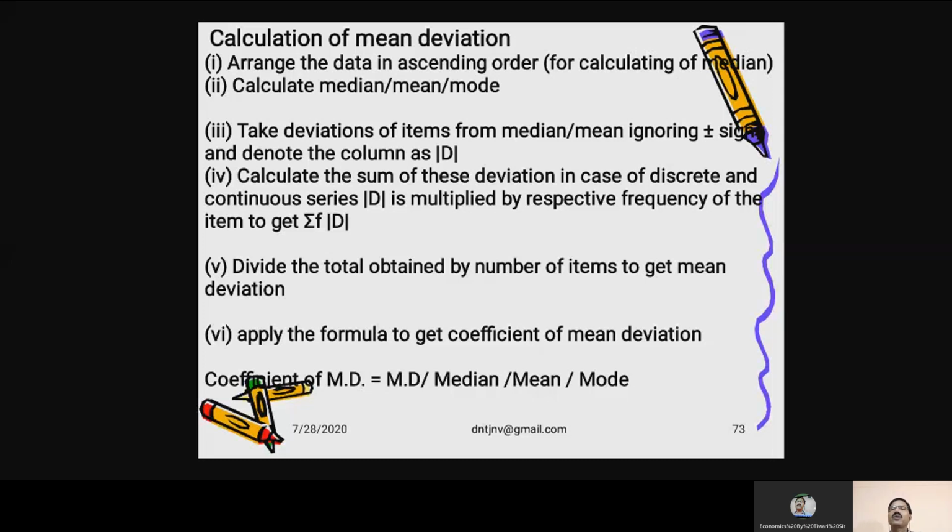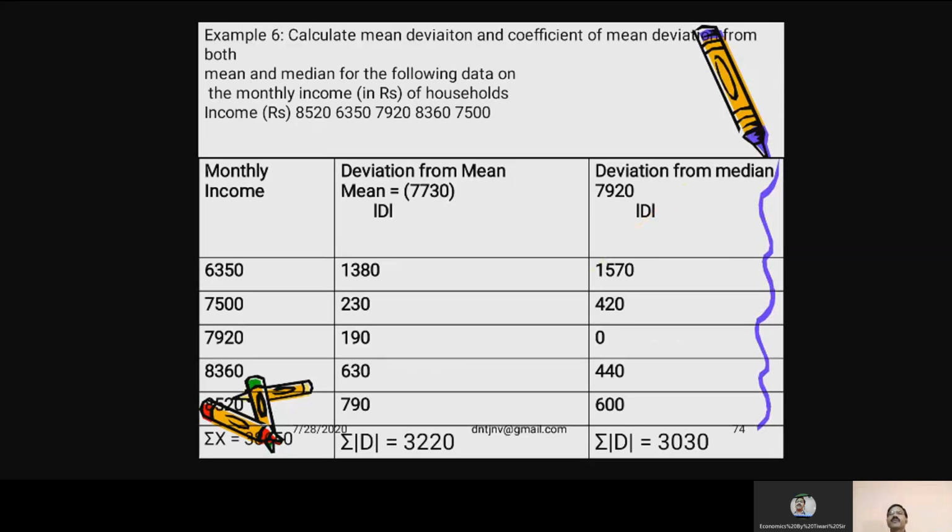Apply the formula to get the coefficient of mean deviation, that is MD upon mean or median or mode, depending on which was used. So let us have an example of calculating this.